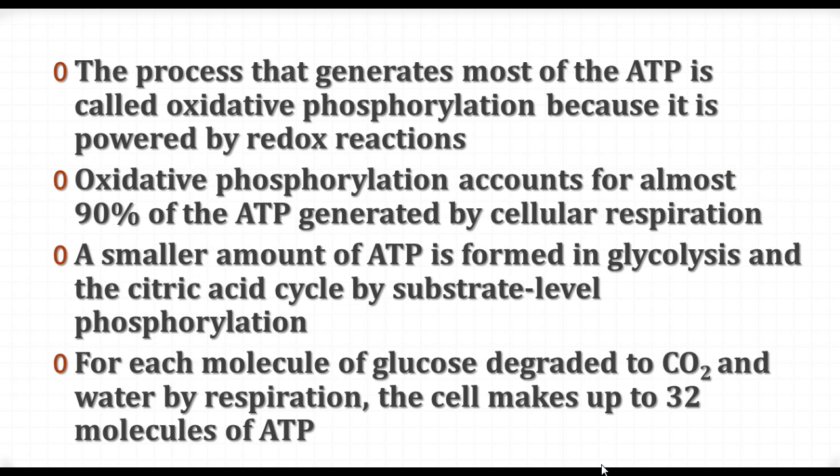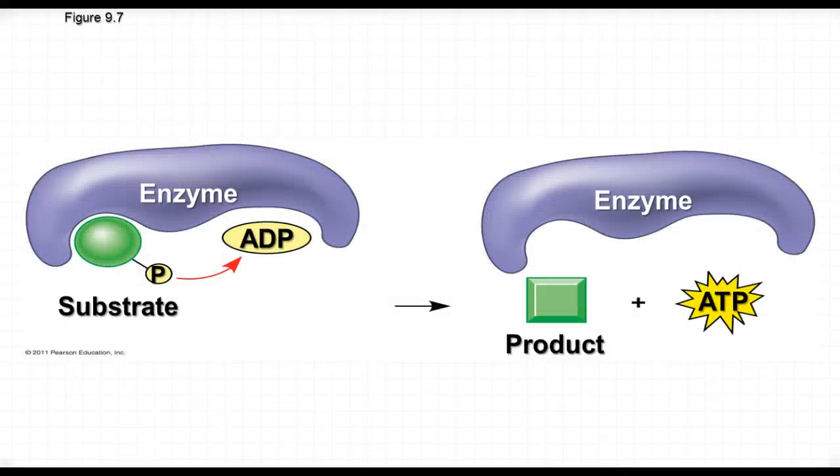The main process that generates most of the ATP is called oxidative phosphorylation, and it's powered by redox reactions. It's about 90% of all the ATP that is generated for this process. There is a little bit of ATP produced in glycolysis and also in the citric acid cycle by means of substrate level phosphorylation, but most of the ATP is going to come from the oxidative phosphorylation and chemiosmosis process at the end.